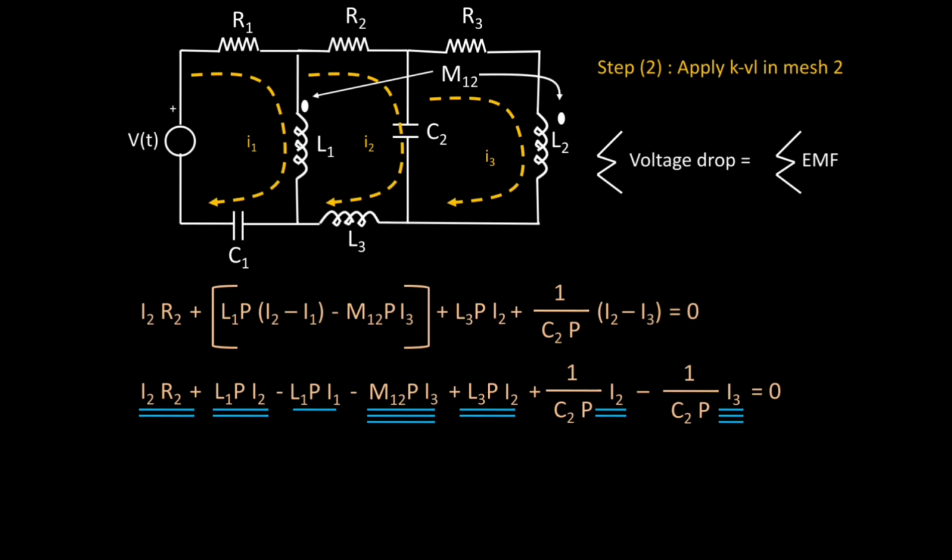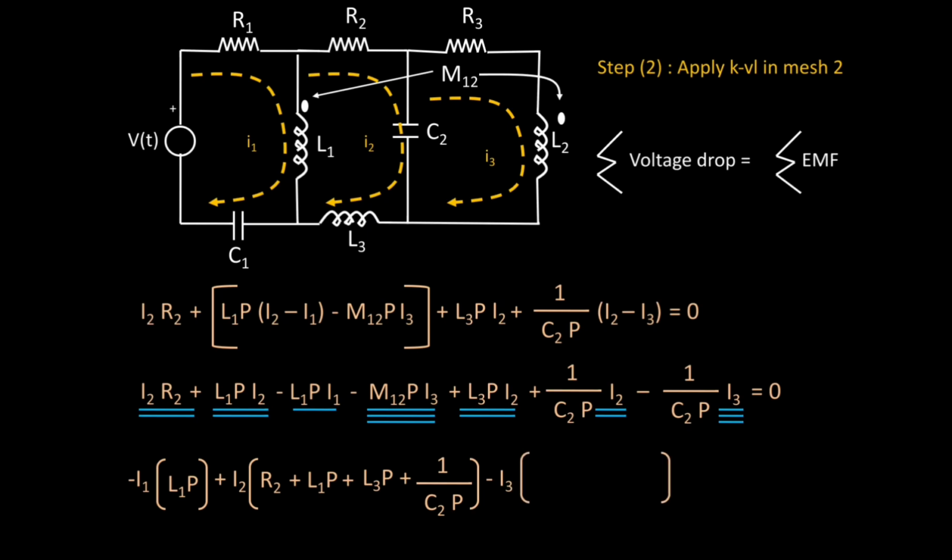Now taking minus I1 common, in the bracket we will have L1P. If we take plus I2 common, then in the bracket we will have R2 plus L1P plus L3P plus 1 upon C2P. Then if we take minus I3 as common, in the bracket we will have M12P plus 1 upon C2P is equal to 0, and that is our equation number 2. So we got equation number 2 after applying Kirchhoff's voltage law in mesh 2.